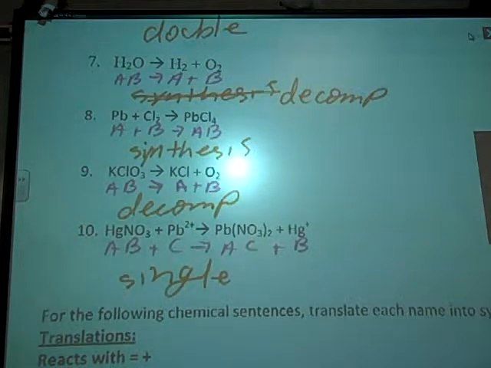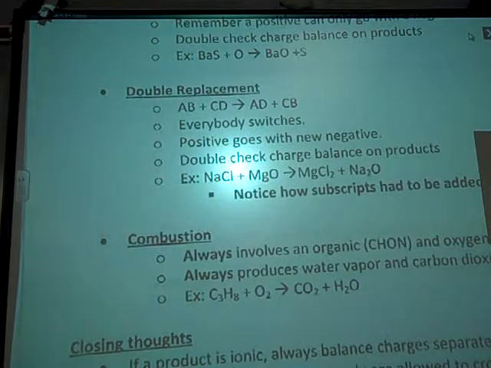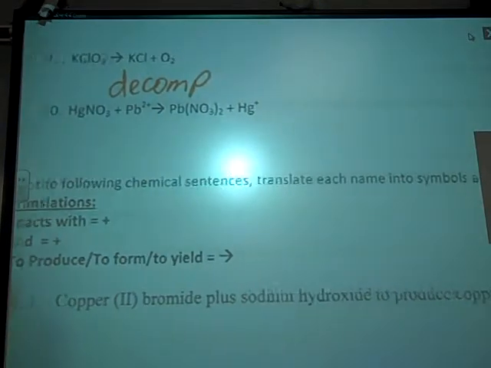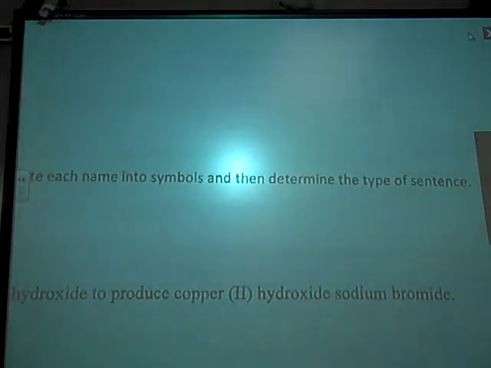So hopefully you're beginning to see how to identify different types of chemical sentences. The next section asks you to translate full written out chemical reactions from that full written out form into symbols. So the directions say, for the following chemical sentences, translate each name into symbols, then determine the type of sentence.